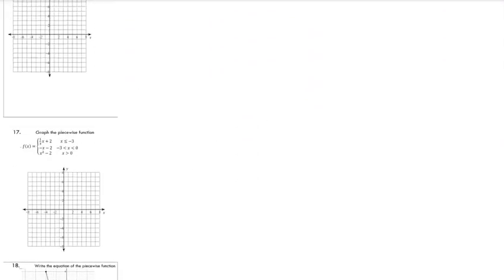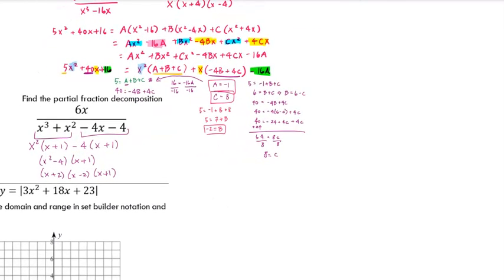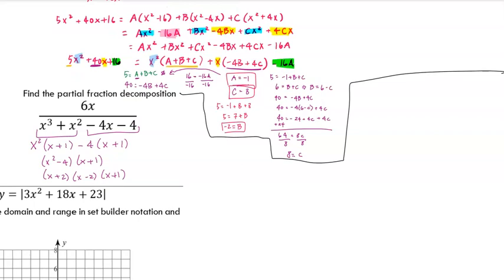How many more do I have? Oh, I still have a ton. Okay, so I'm going to have 6x, and then x cubed plus x squared minus 4x minus 4 is going to be a over x plus 2 plus b over x minus 2 plus c over x plus 1.